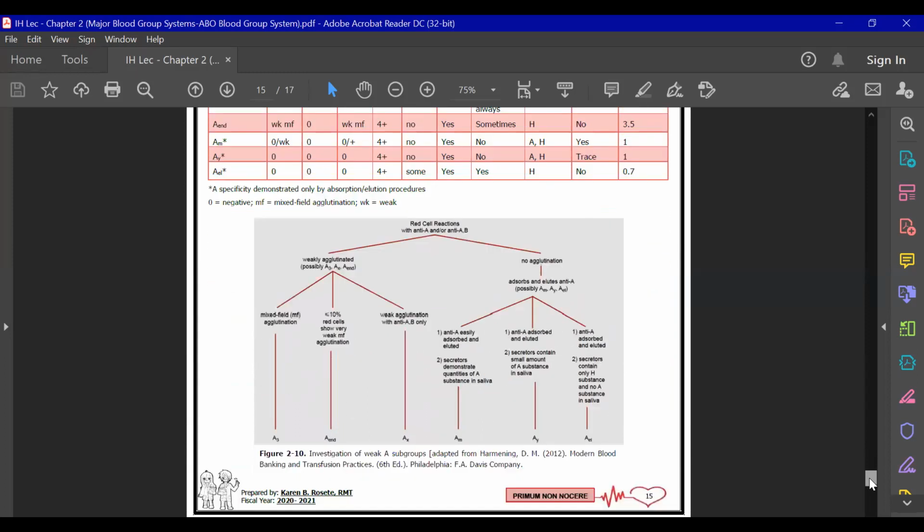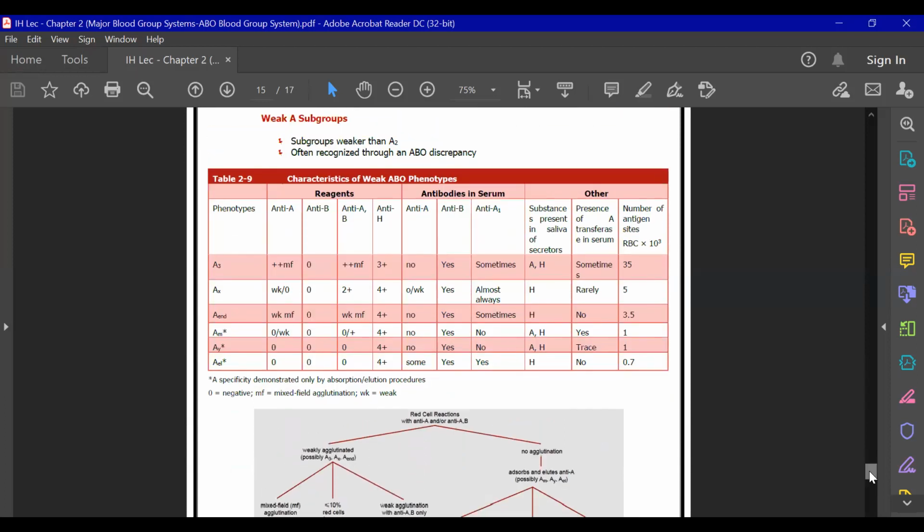Ma'am, none po. Okay. So, guys, I will just summarize your weak A subgroups. Actually, they are nice-to-know concepts under your ABO blood groups. So here, I did not give a detailed description of each of these phenotypes, because you have to take note, class, that weak A subgroups are weaker than your A2, meaning they occur very rarely, or they almost do not manifest in individuals, because they are very rare.